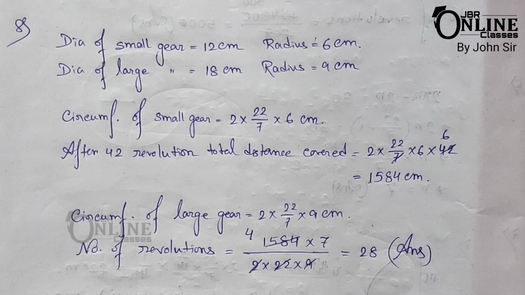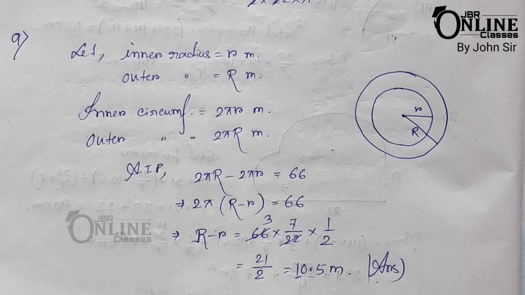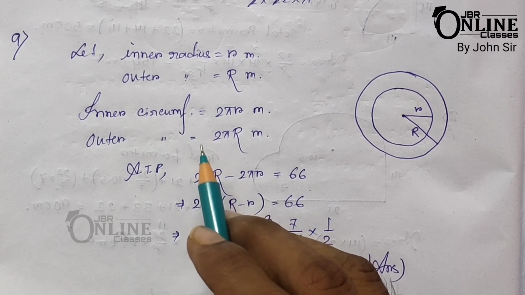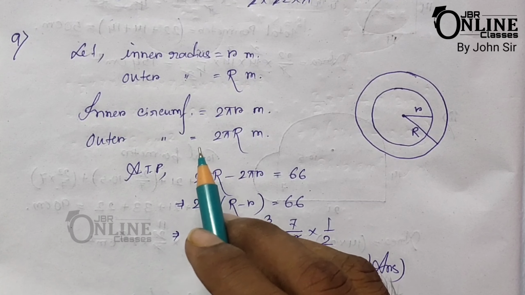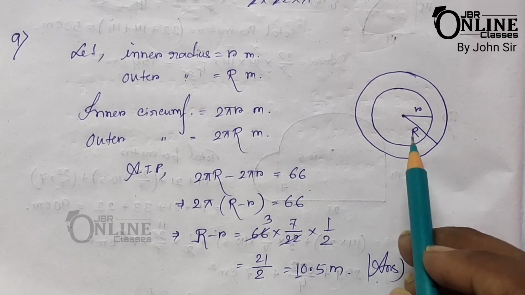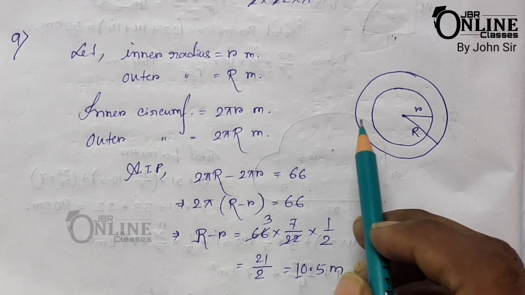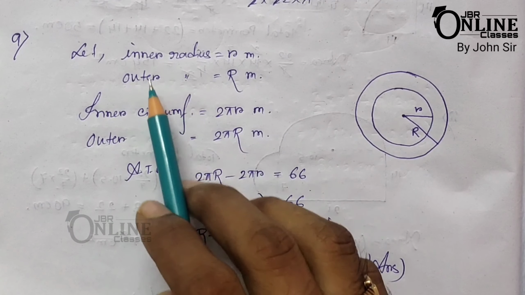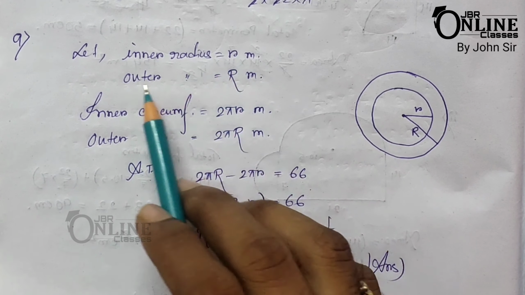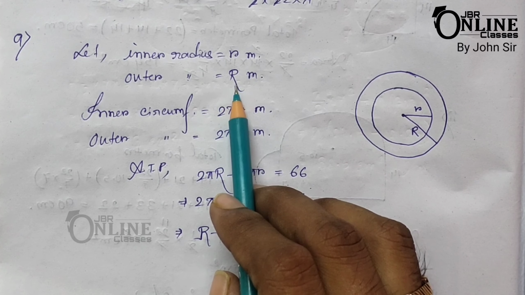Now sum number 9. A circular road runs around a circular ground. If the difference between the circumference of the outer circle and the inner circle is 66 meter, find the width of the road. So here the inner radius is equal to r and the outer radius is equal to capital R.